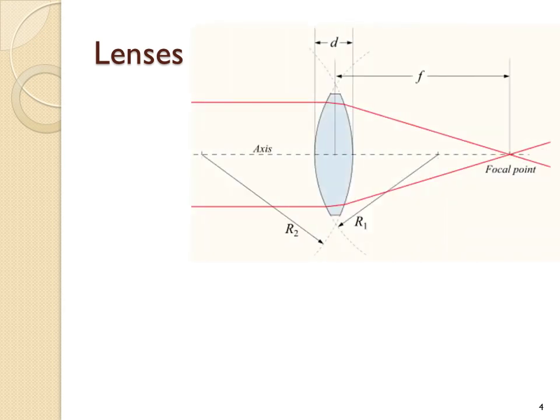The first topic is lenses. You need to know about the action of a converging lens. That's a lens that brings parallel rays of light to a focus at the focal point. The focal point is on this line, the axis or the principal axis, and the focal point is a distance f, which is the focal length of the lens, away from the center of the lens.